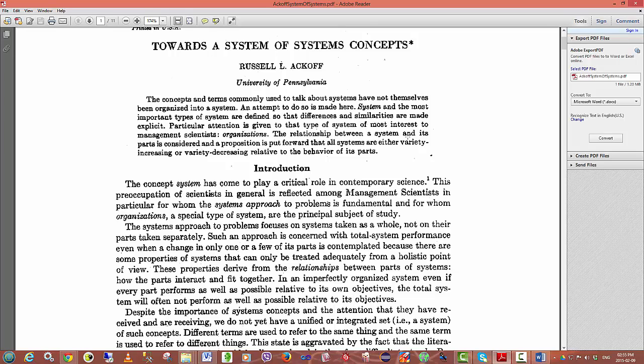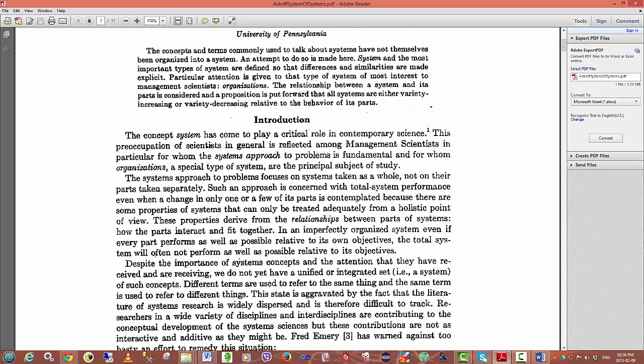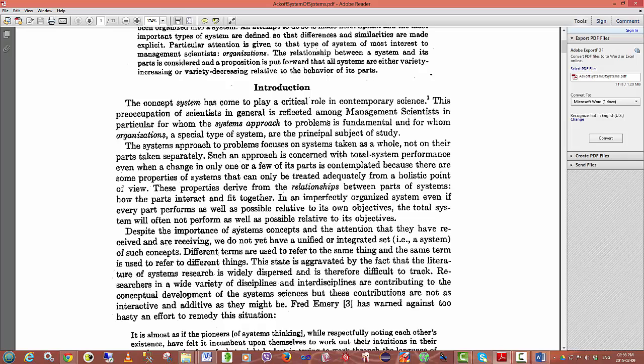The relationship between a system and its parts is considered, and a proposition is put forward that all systems are either variety increasing or variety decreasing relative to the behavior of its parts. This means that a system must actually change the information that flows through it in order for it to be effective. So Ackoff goes about then trying to define some of the concepts that are related to the systems approach.